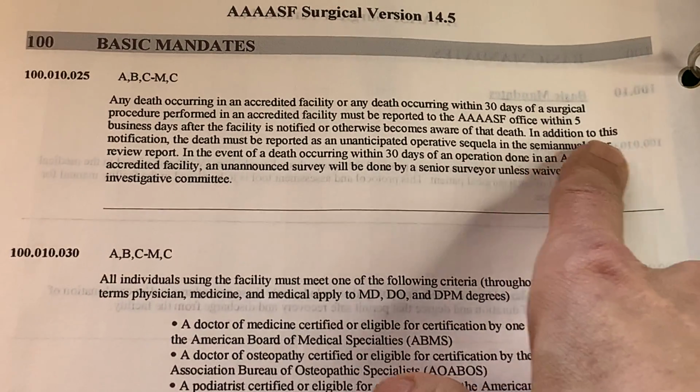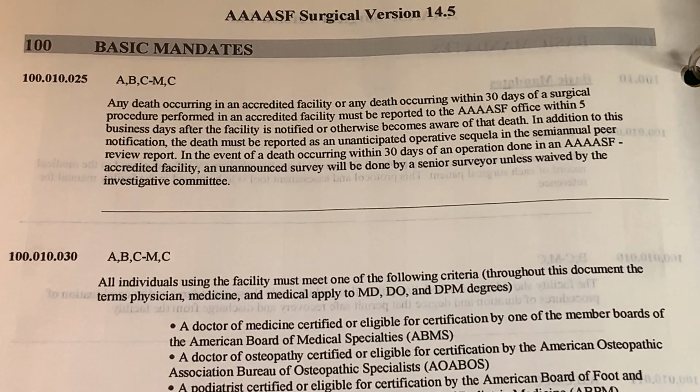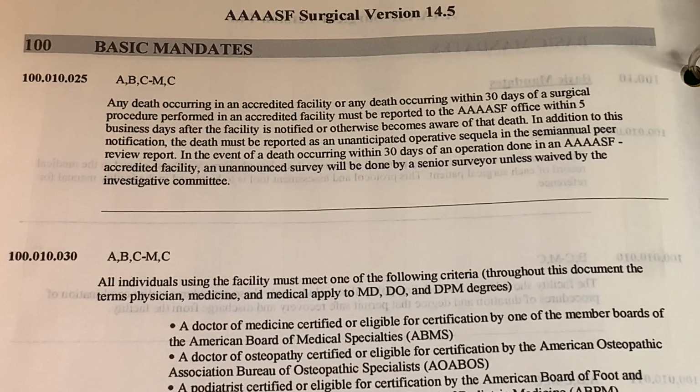In addition to this notification, the death must be reported as an unanticipated operative sequela in the semi-annual peer review report. In the event of a death occurring within 30 days of the operation done in a Quad A accredited facility, an unannounced survey will be done by a senior surveyor unless waived by the investigative committee. So they will pull the records and, like when the patient calls, all that kind of stuff. So if a patient calls in, that should be reported in their chart. If they call in about complications or what they consider a complication, right?